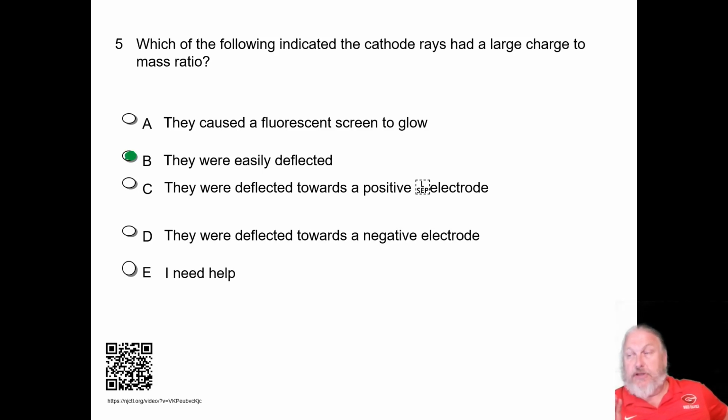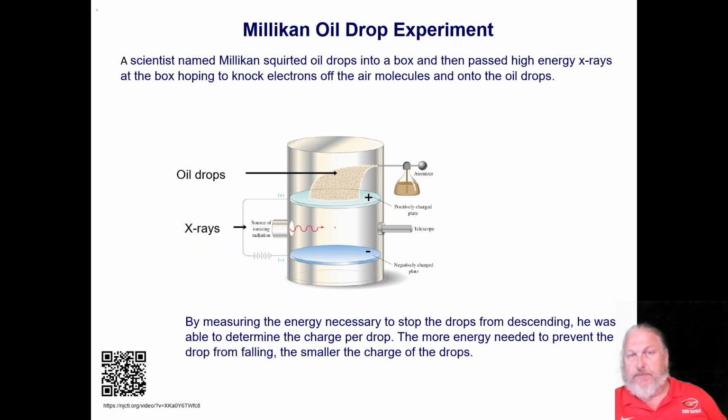Well, it's because they were easily deflected by both of those fields, both the magnetic and the electrical field. So in another experiment, a scientist named Millikan squirted oil drops into a box, and then he passed high energy X-rays at the box. What he was trying to do was to knock some electrons off the air molecules and onto the oil drops. And this is a model of his experiment.